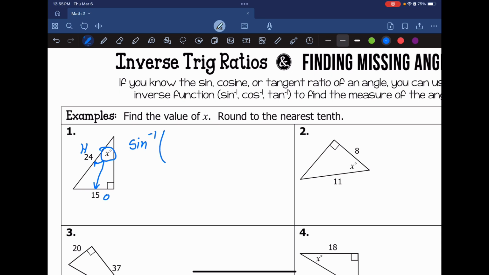And then we just need to put the ratio. Well, the opposite side was 15. The hypotenuse was 24. Well, if I put this into the calculator, inverse sine of 15 over 24, that would give me my answer. So let me plug that in real quick. We're going to say the inverse sine 15 over 24 is about 38.7 degrees. All right, so let's take a look at number 2.